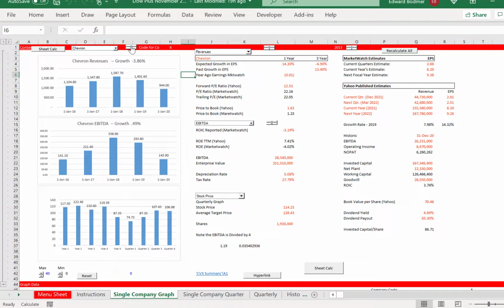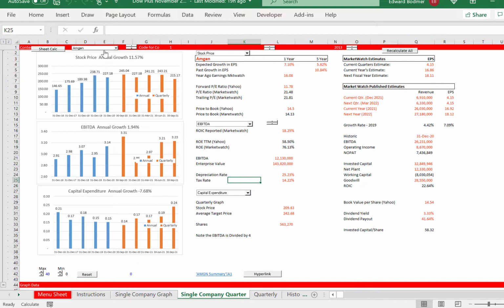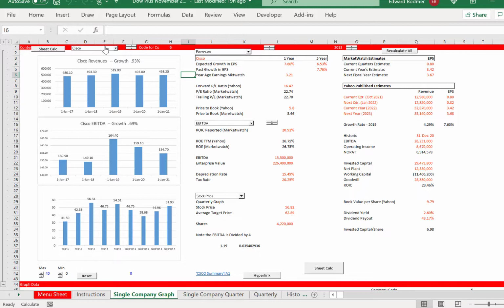Stock price, whatever. Cisco, revenues about flat, and the stock price has gone way up. I'm now contradicting myself. Okay, Cisco. Okay, and we have the growth in the stock price 14%, EBITDA 0.69. Obviously, unless you're expecting some shocking kind of event, it's obvious, I don't have to say it, but the stock price is going up because the cost of capital is going down. How could we not say that?